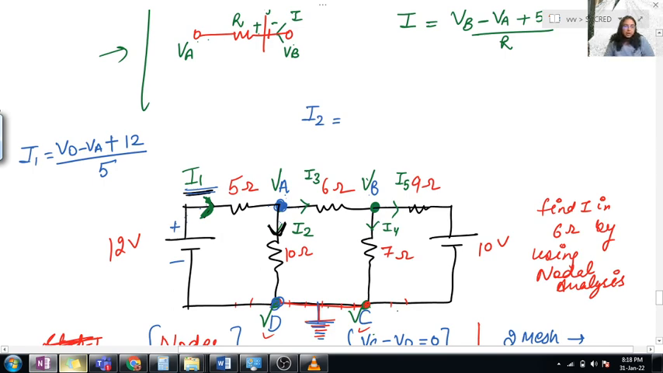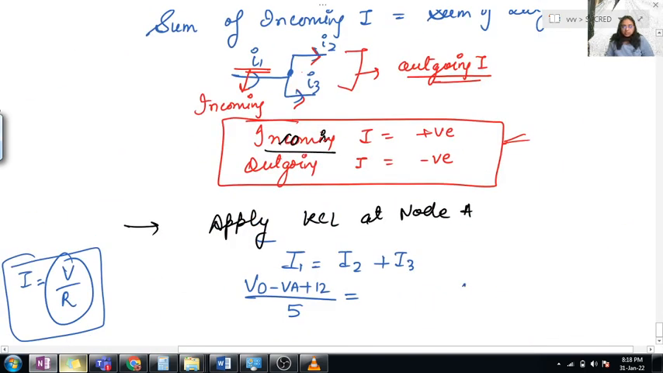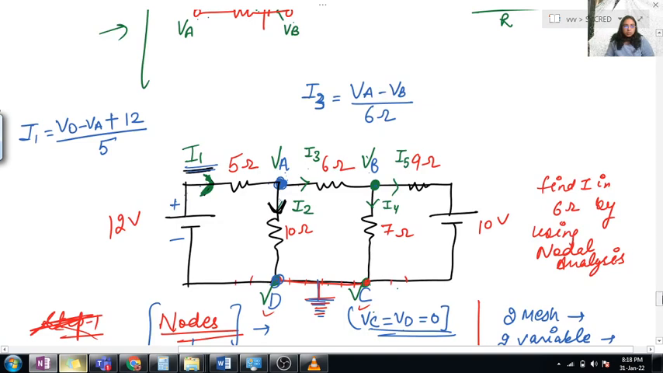So I2 is moving from VA to VB, so we will mark higher potential to lower potential, meaning VA minus VB divided by the resistance which is flowing in, sorry, it is I3, so I'm writing it as I3. Divided by the resistance through I3, that is 6 ohm, right? So I'm marking here I3 as VA minus VB divided by 6. Now I have to see about I2.